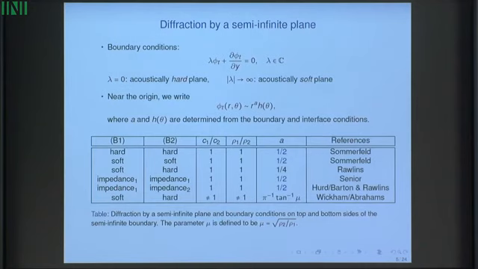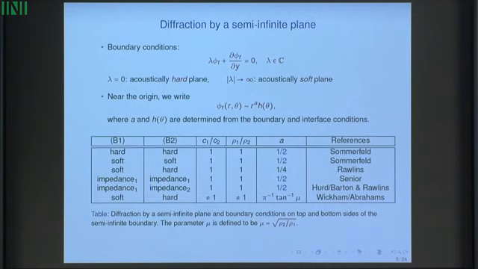As I mentioned, on the top and bottom sides of this half plane we can have different boundary conditions, and I'm considering this condition here, which has this general form. If the parameter lambda is 0, we have an acoustically hard plane, and if lambda tends to infinity, we have a soft plane. Near the origin, if we do a local expansion, we can write the total field in this form, where r and theta are the standard polar coordinates. Doing local analysis for different boundary conditions, we can find the local behavior near the origin.